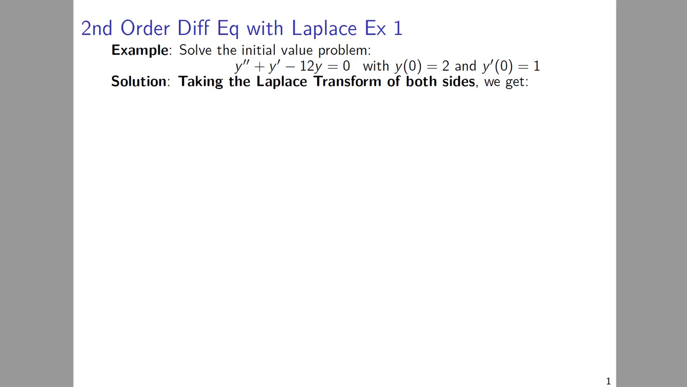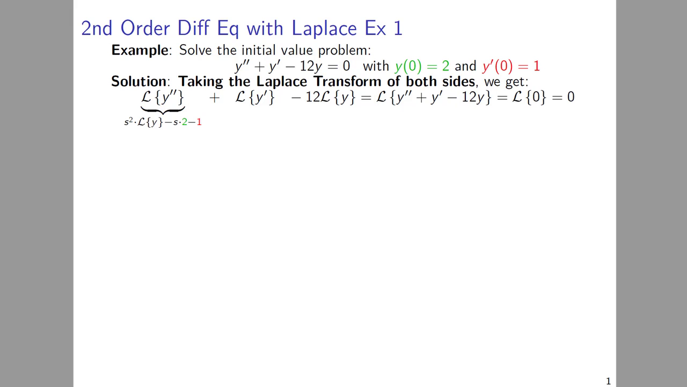Now, taking the Laplace transform of both sides, we get that the Laplace transform of y double prime plus y prime minus 12y is the Laplace transform of 0, which is just 0. Splitting up the left-hand side using linearity gives us the Laplace transform of y double prime plus the Laplace transform of y prime minus 12 times the Laplace transform of y.